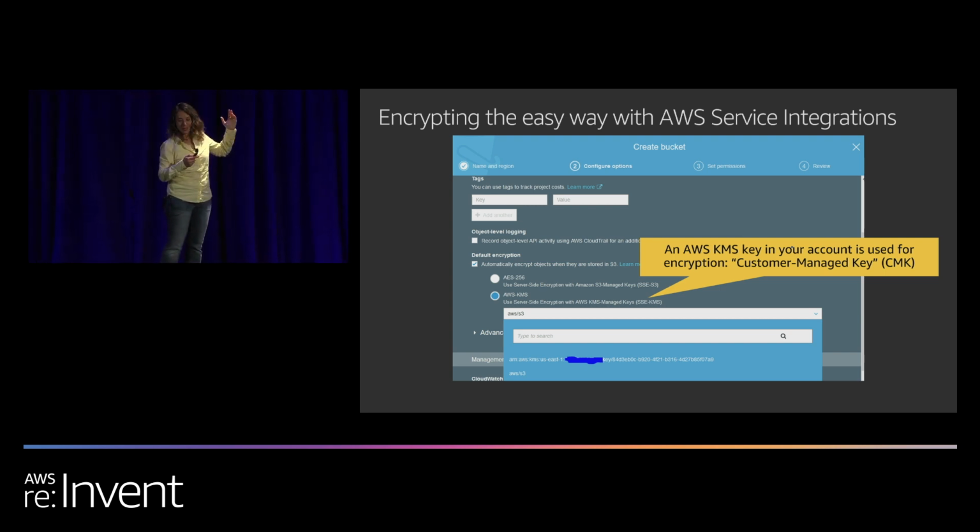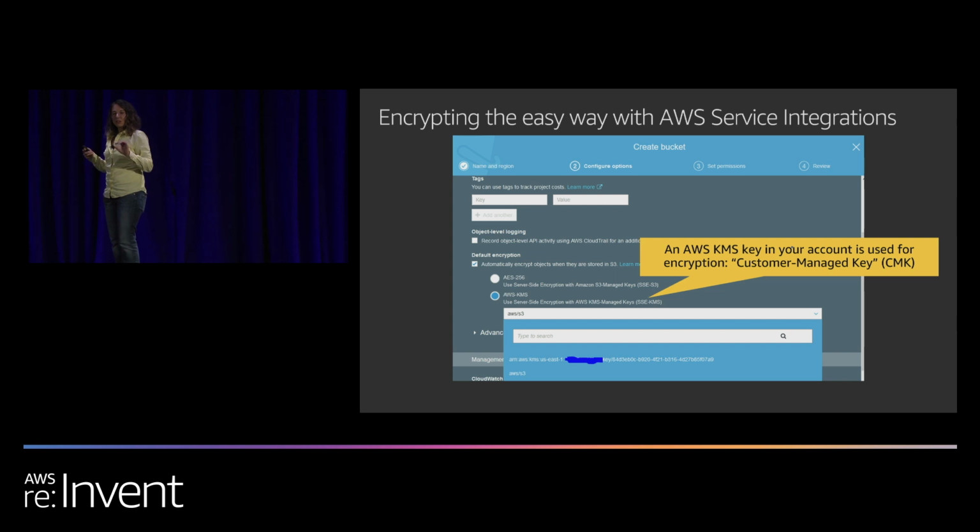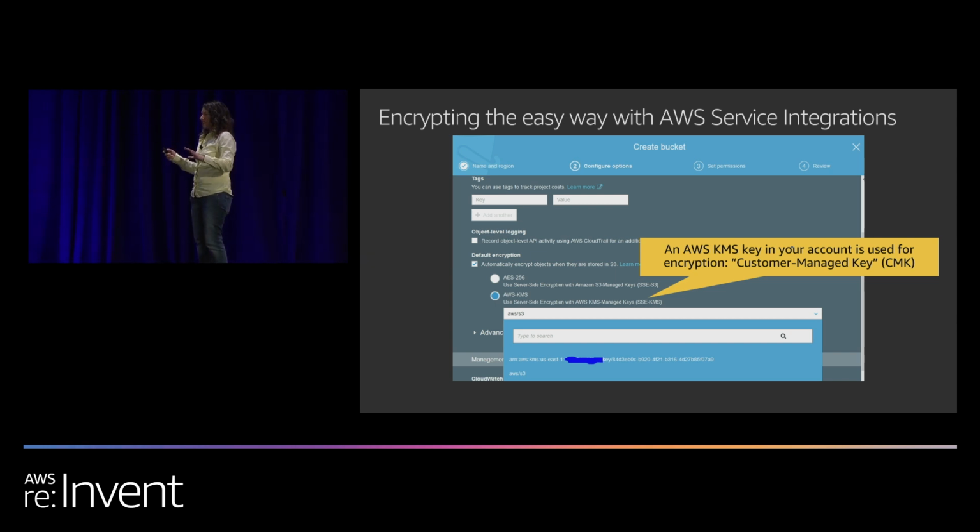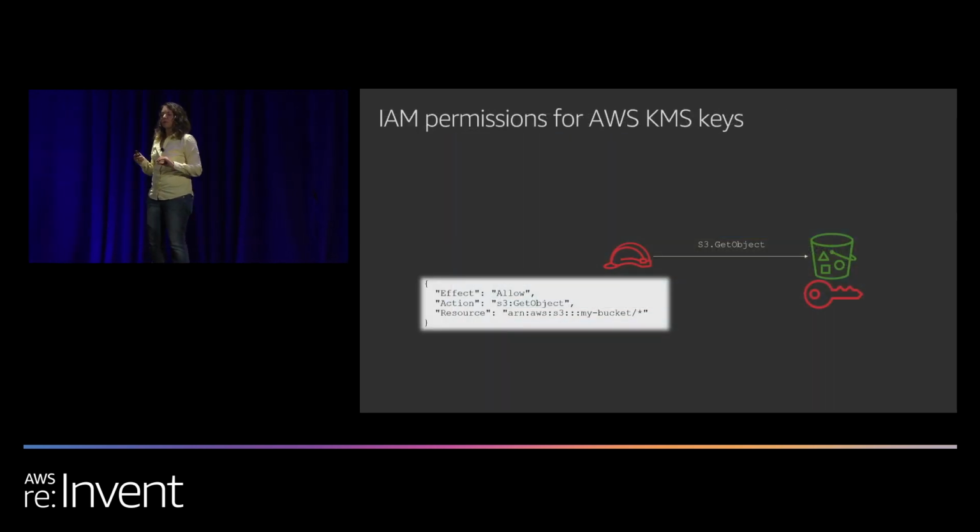So let's choose a KMS key. KMS keys are referred to by GUID. Those are their identifiers in KMS. So let's choose that. Great. S3 is going to, by default, be encrypting all of my data in this bucket. Let's think about what that means from a permissions perspective.